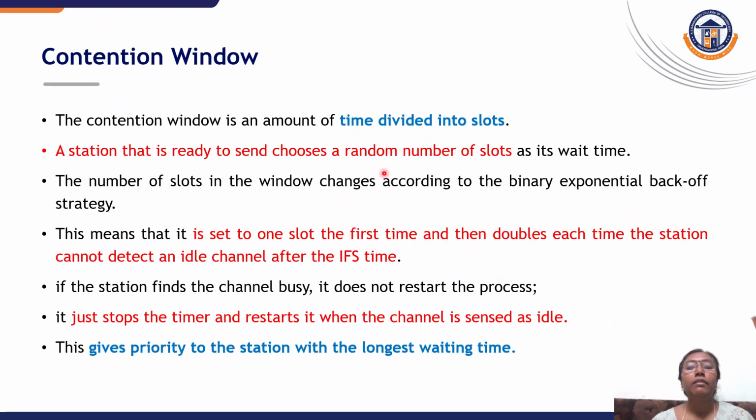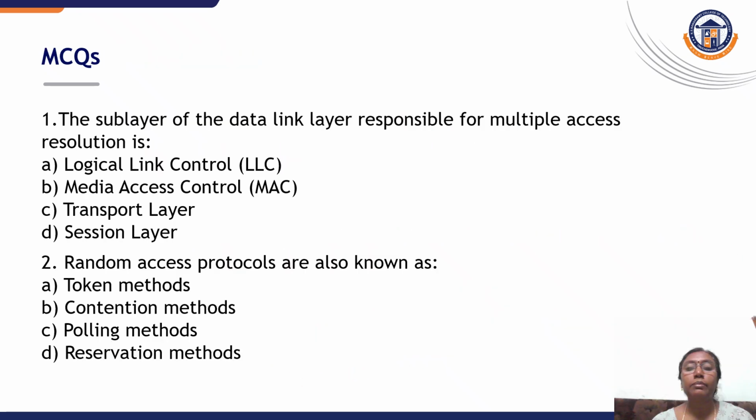The contention window will be divided into time slots. So a station that is ready to send data has to pick a random number of slots the first time, but it doubles each time. The station cannot detect the idle channel after the IFS time. If the station finds the channel busy, it does not restart the process, but it stops the timer and restarts it when the channel is sensed as idle. And also it gives priority to the station with the longest waiting time.